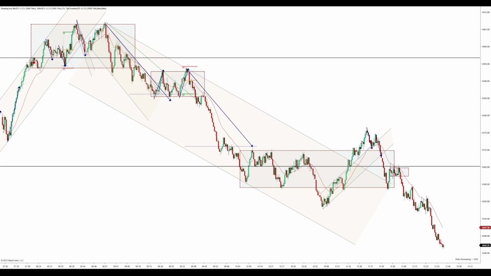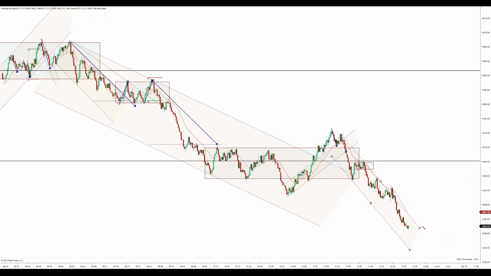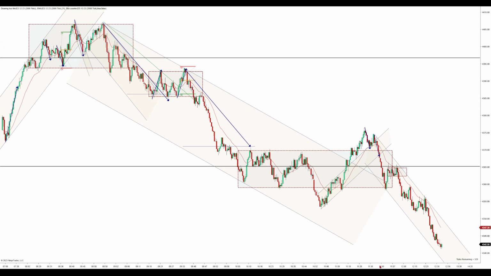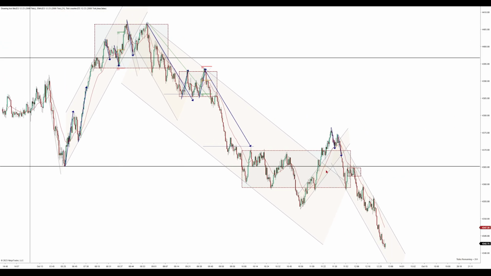forming this wider downtrend here, which I had to do a little cut there. I'm going to try to see what it looks like from here really quick. So yeah, let me just zoom out here. We have this downtrend, break, pushing to a new low.